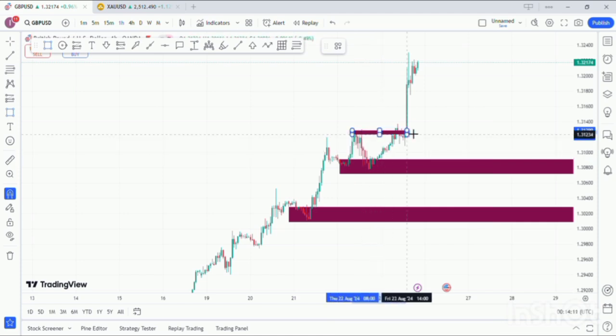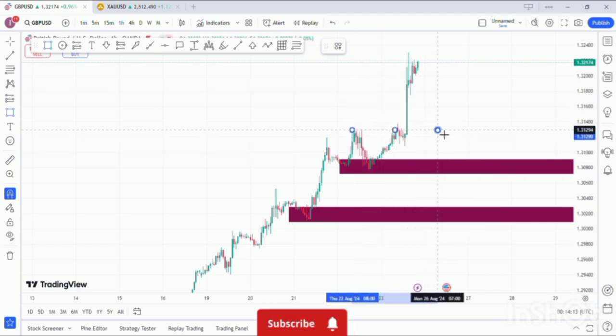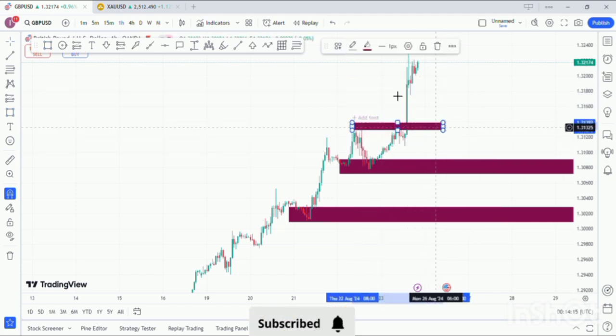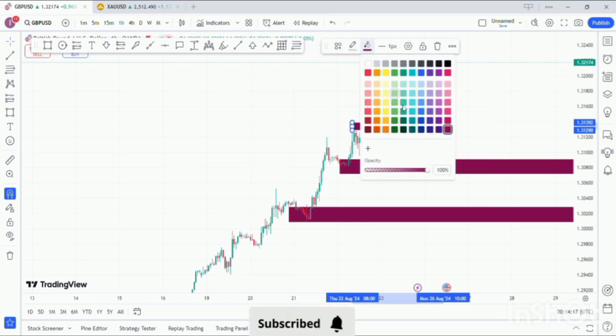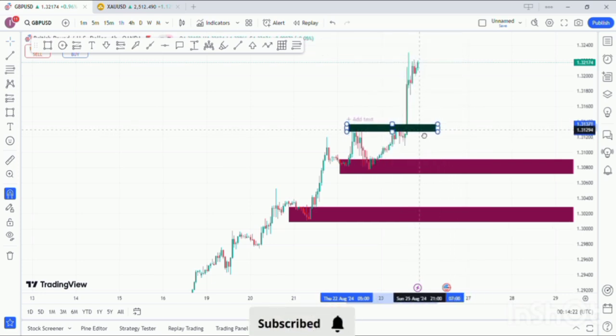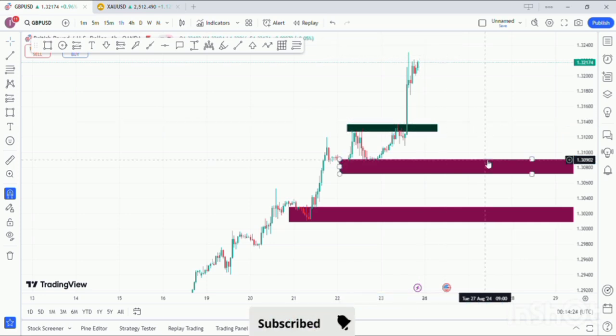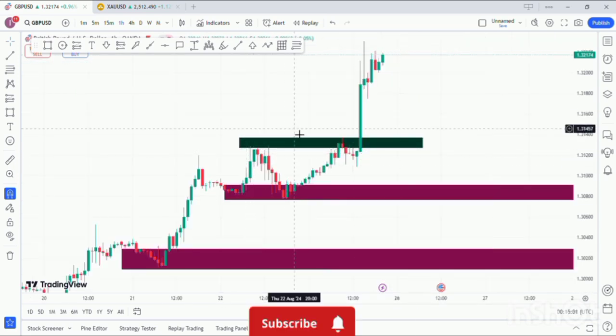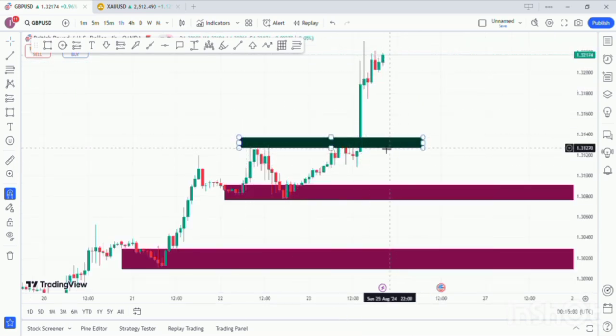This is also a zone we want to pay close attention to. It was a resistance zone before price broke out of it. So we'll be expecting price to come back to retest this zone, thereby turning it into a support before continuing upward. So I'll just draw that out real quick. So we're expecting a retest from price, confirmation from price before continuing to the upside.